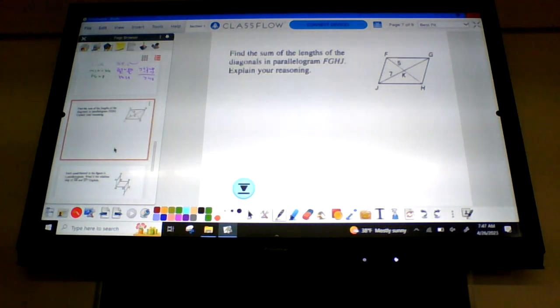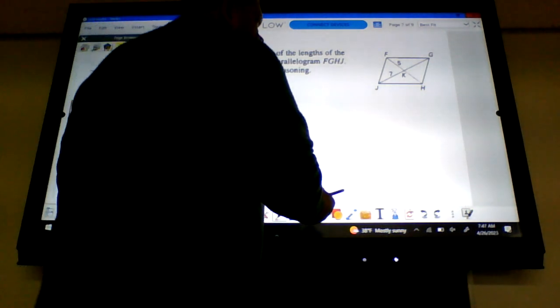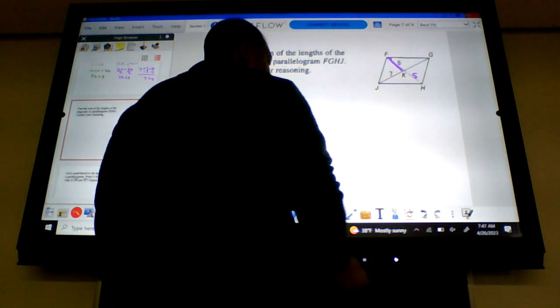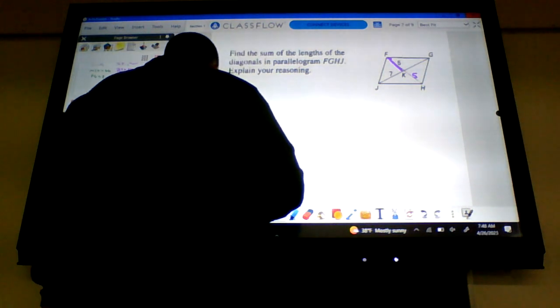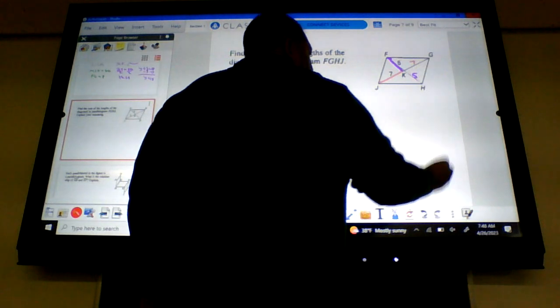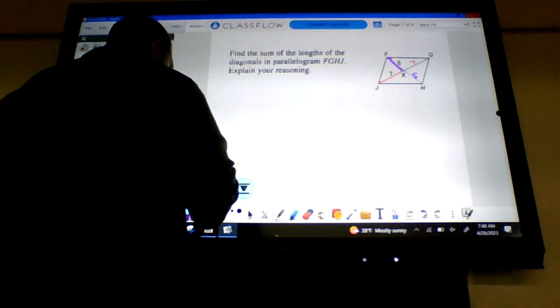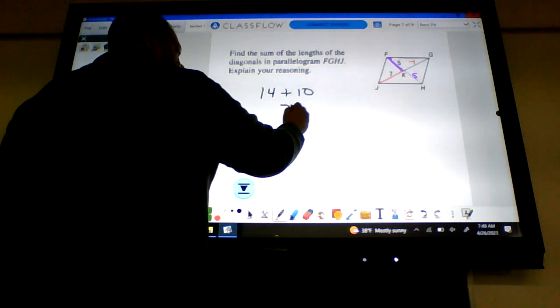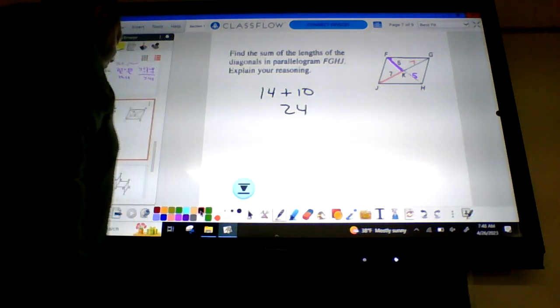All right, the next question that we've got asks us to find the sum of the lengths of the diagonals within our parallelogram FGHJ and explain our reasoning. Okay, so what we've got to do first of all is find KH. Okay, so if this distance from F to K is 5, K to H will be 5. And similarly, if KJ is 7, KG will be 7. So my two diagonal lengths are going to be 14 and 10. And those will add together to give us 24.